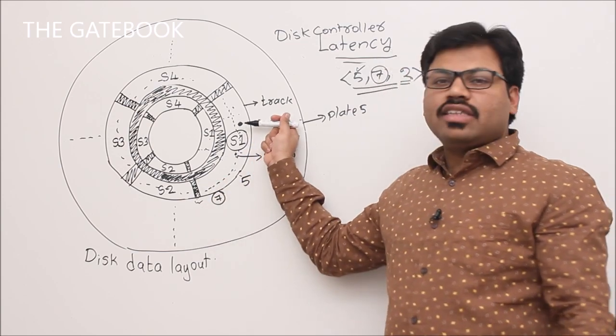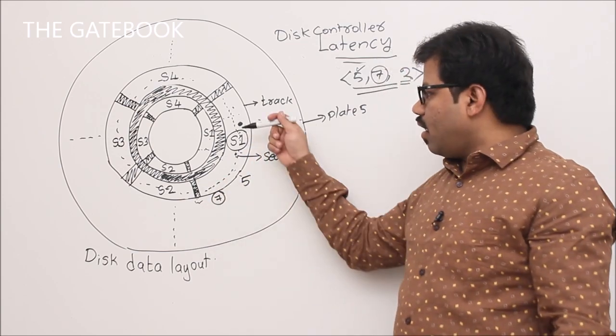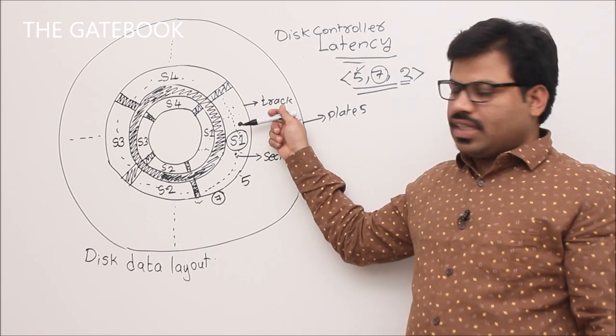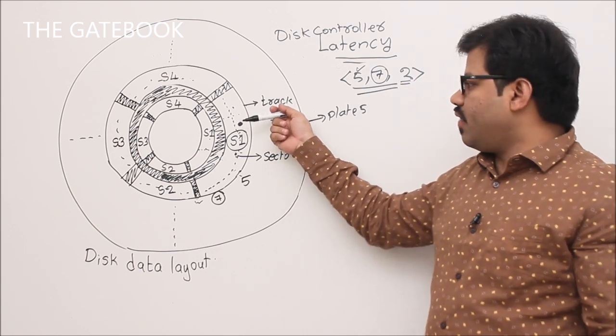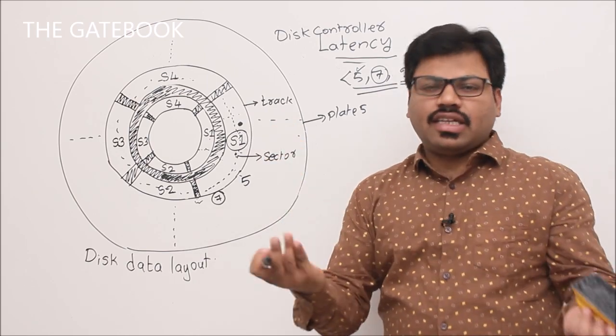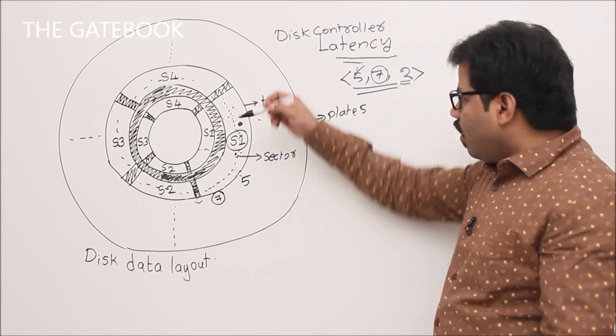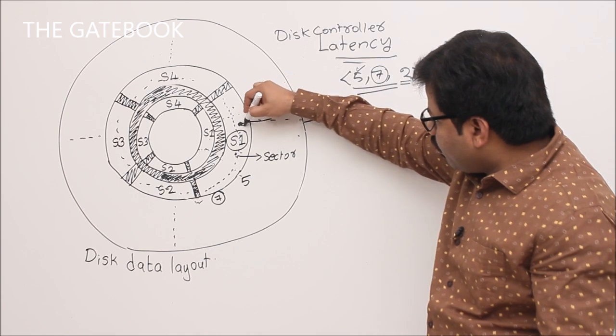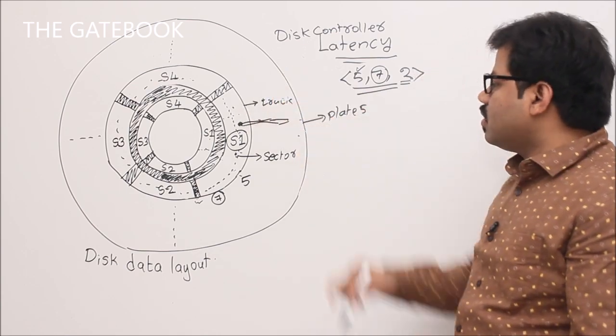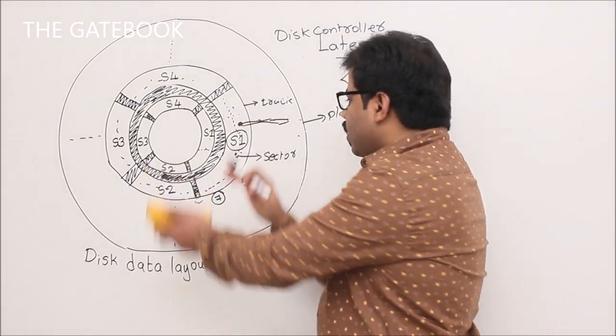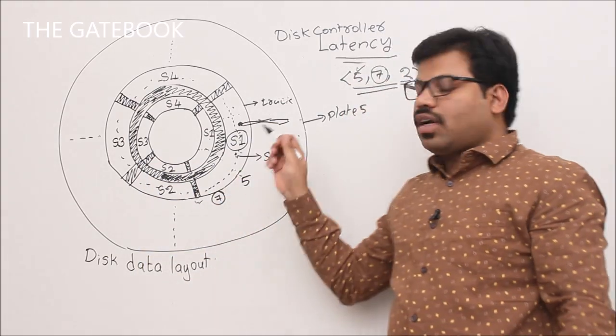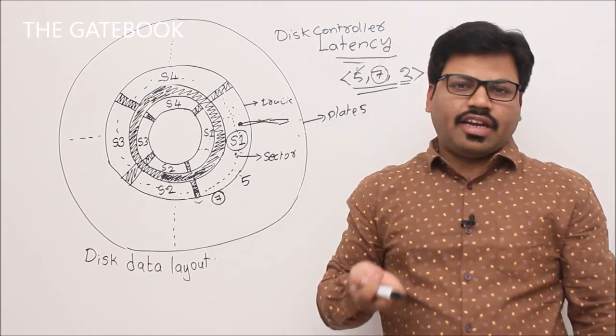But generally that is difficult. So your disk is designed in such a way that the plates will be rotated. That's why, when your read write head comes here, the plate will be rotated so that the right sector will come under this read write head.